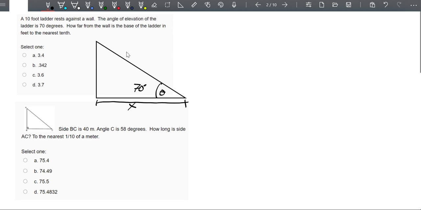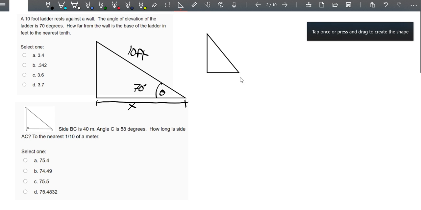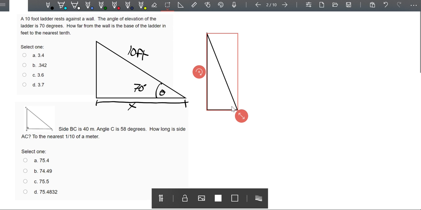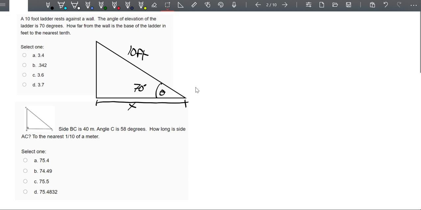And it says it's a 10-foot ladder, so the ladder is going to be right here. So really this triangle would look something steeper like that. But for the purposes of getting the right numbers, our diagram does not have to be to scale. So we've got a 10-foot ladder, a 70 degrees angle, and we want to know how far from the base. So that side here is our adjacent side, and this side here is our hypotenuse.